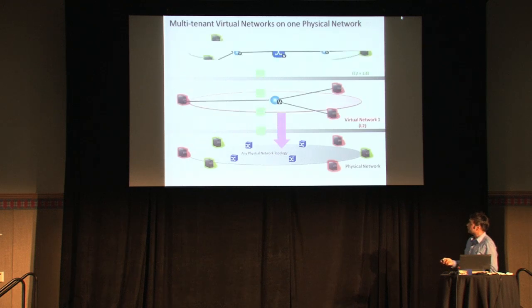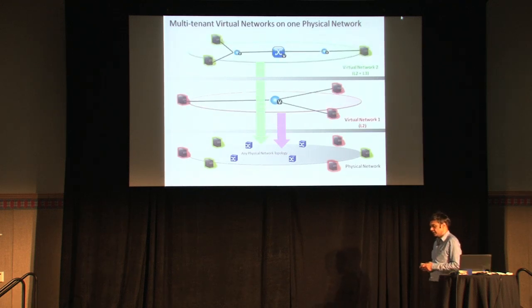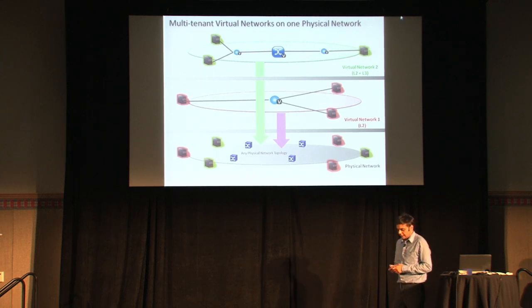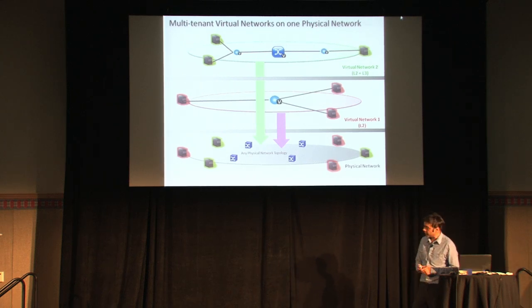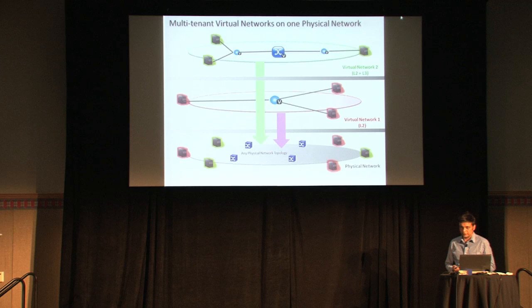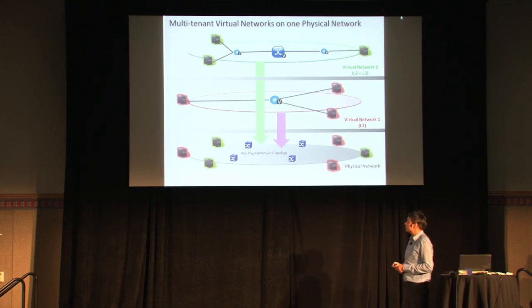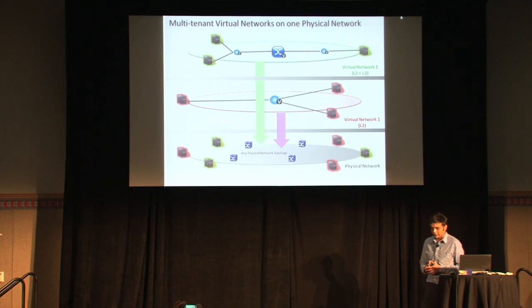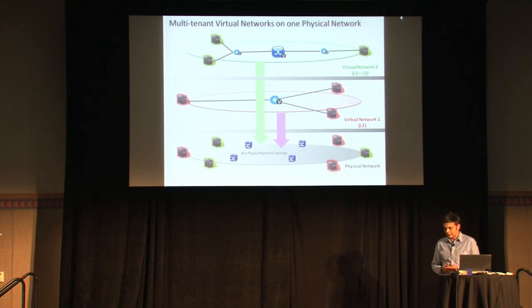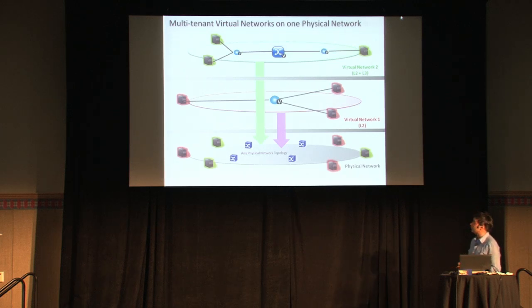So here, it shows a scenario where you can have different virtual tenant networks that each tenant can define in their own way. One can just have a layer two network. Another can have multiple layer two networks connected by a router, and they all can be deployed on the same physical network. All virtual networks can be deployed on top of the same physical network, and they can work independently without affecting each other. So that's the general view of how you are defining the multi-tenant virtual networks in the case of a software-defined network.